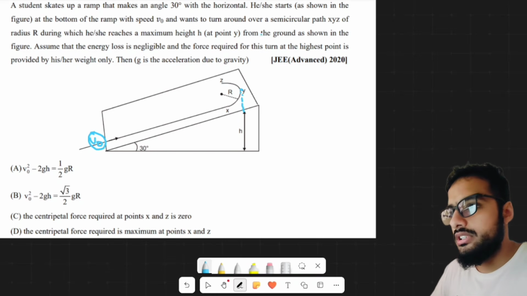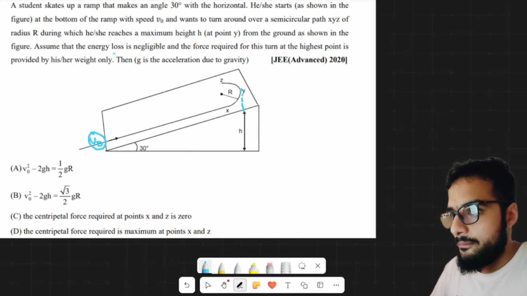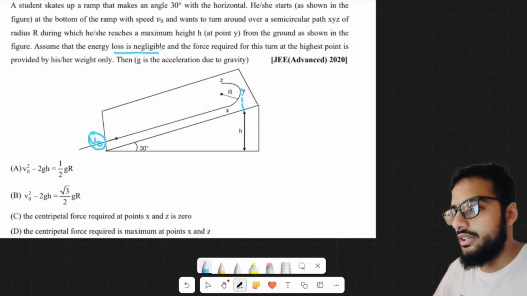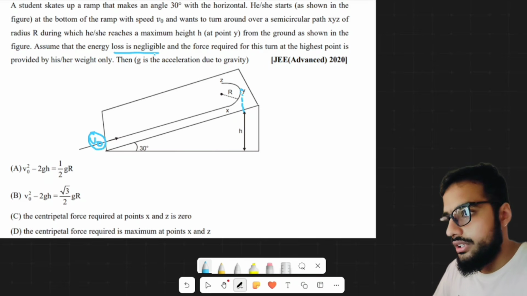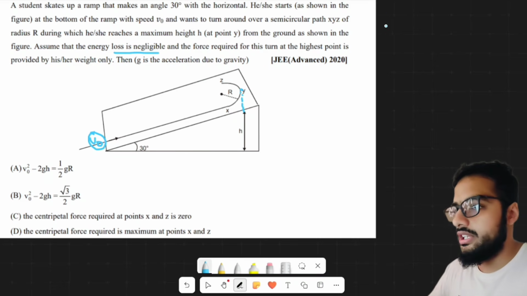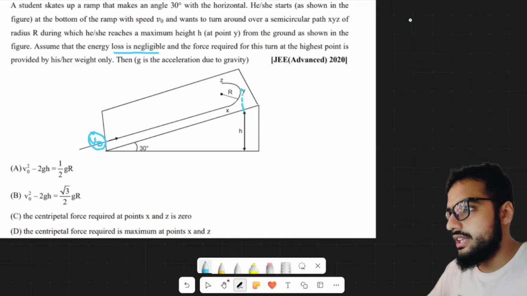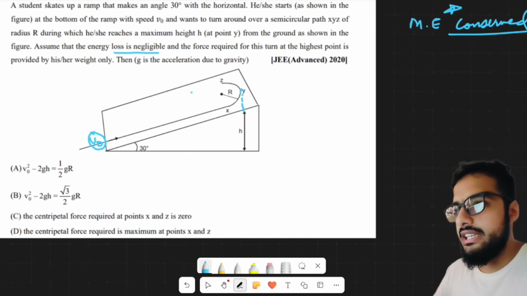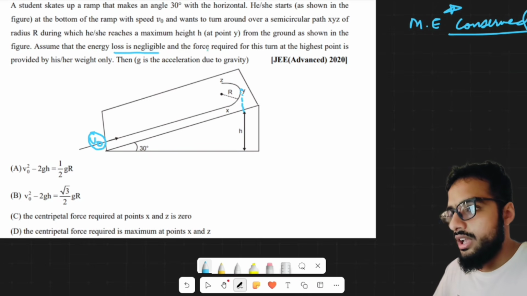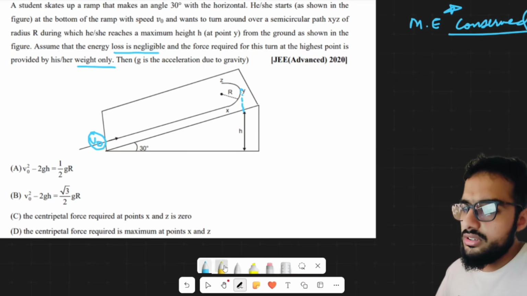She wants to turn, and from the ground as shown in the figure, assume the energy loss is negligible. So basically, friction and all the non-conservative forces we can assume are not there. So what remains constant? If no energy loss is there, can we say mechanical energy is conserved? Yes, our mechanical energy is conserved, and the force required for this turn at the highest point is provided by her weight only.